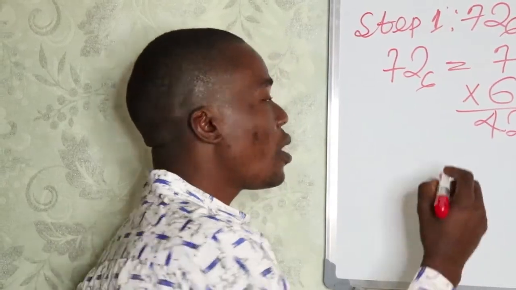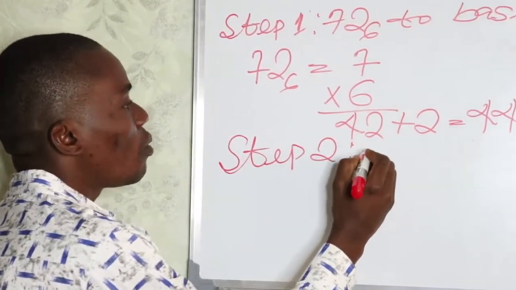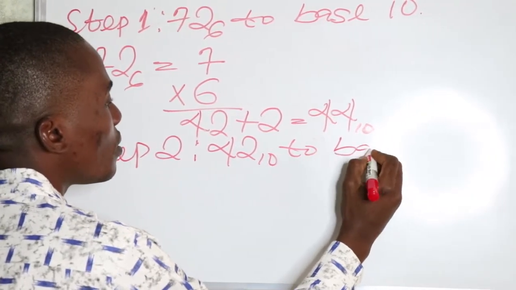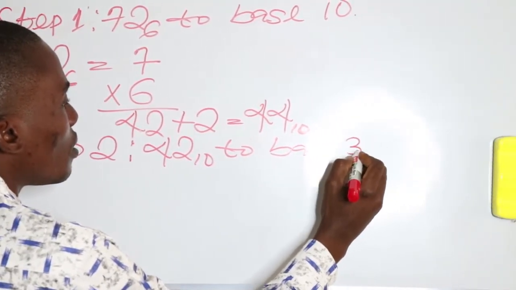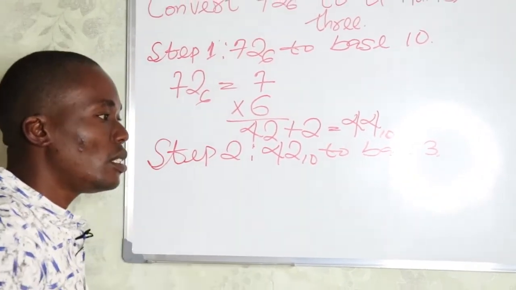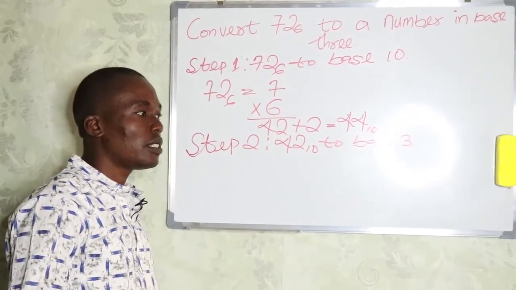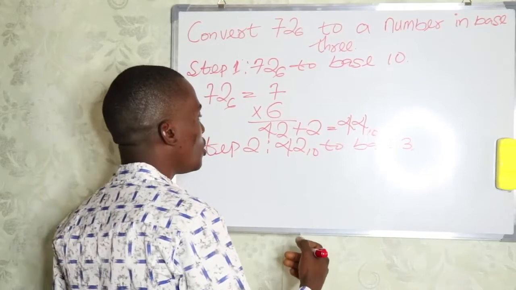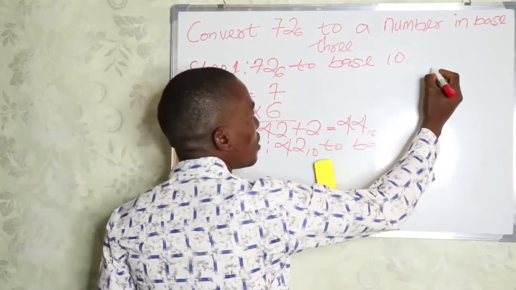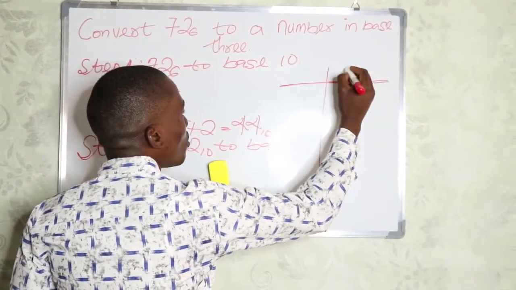So step 2, we are going to convert 44 base 10 to base 3. Now, how do we go about this? We are going to look at using the division method when converting from base 10 to other bases, and that is exactly what we are going to do now. So let's do that this way to save space. We are going to use the continuous division method to convert this.